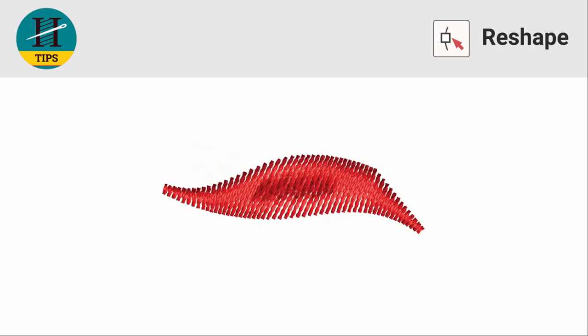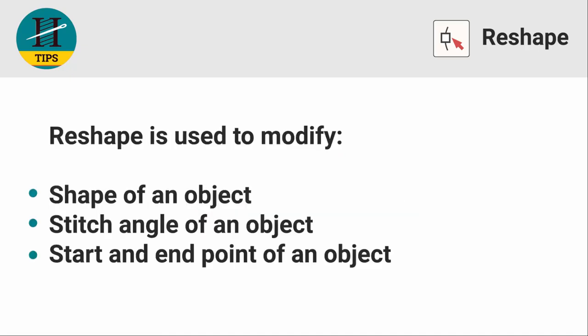Reshape is an important tool to know in your Hatch Embroidery software. Chances are when you digitize a shape, you might need to modify or reshape that object later. Reshape is used to modify the shape of an object, the stitch angle of an object, and the start and end sewing point of an object.